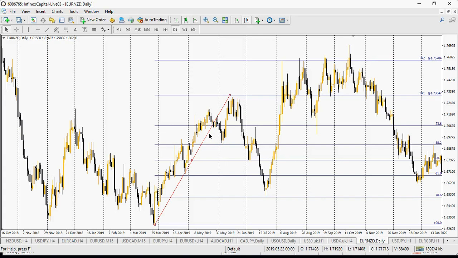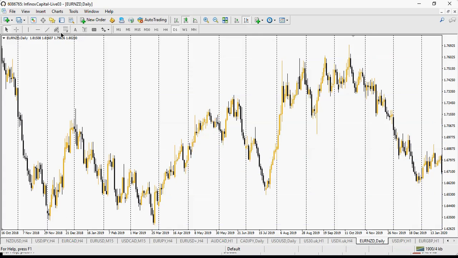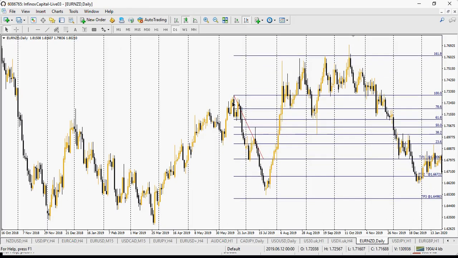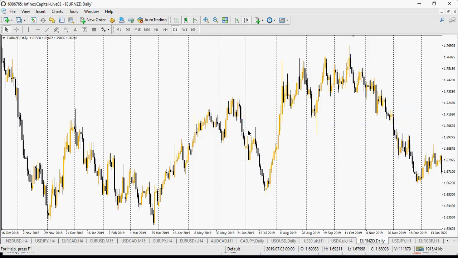Even in tiny waves, this can also help you. Look at this tiny wave here, from here to here, from here to here. Market came back to 50%. And what did it do? Took out take profit 1, took out take profit 2.